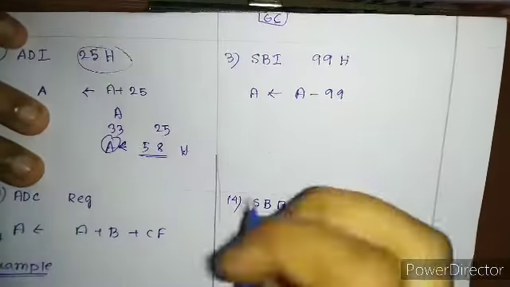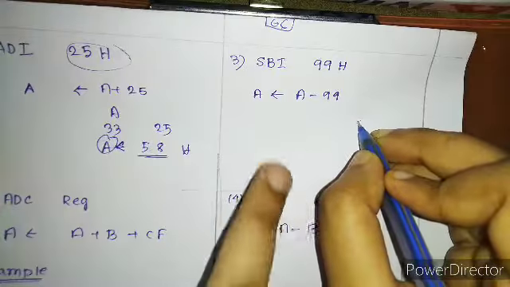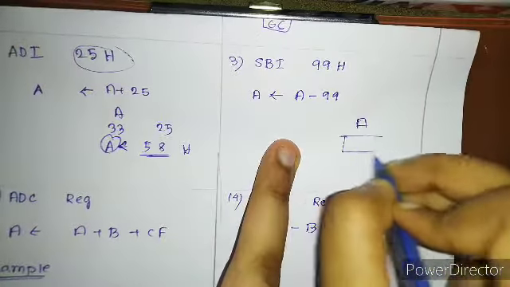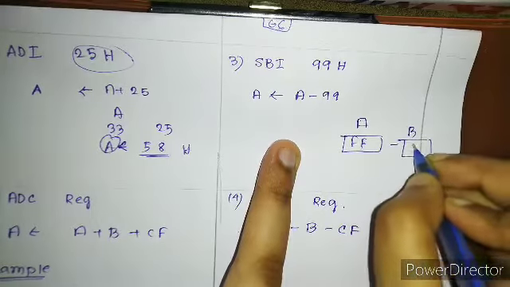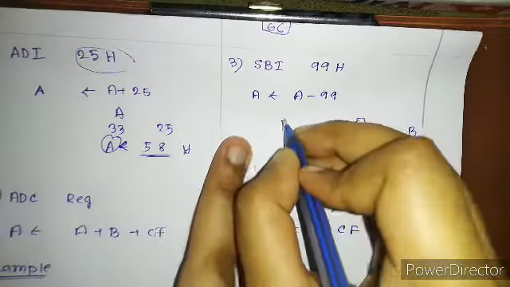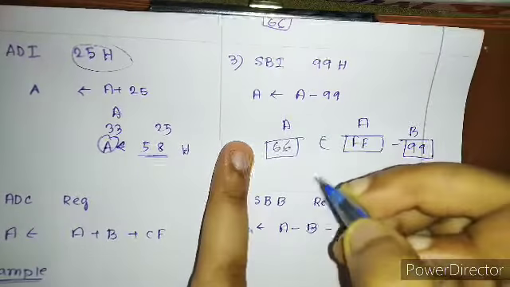And what about subtraction? Suppose A has some value, maybe again FF. I just don't want to make this video more lengthy. And this is 99, so A will get the result 66. Clear?